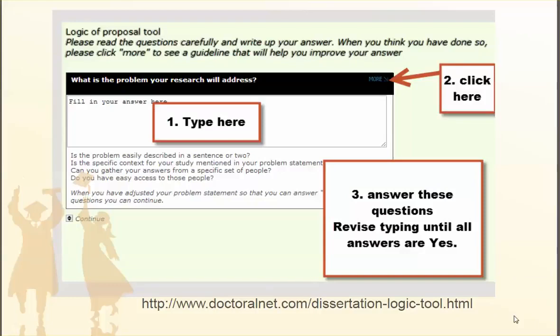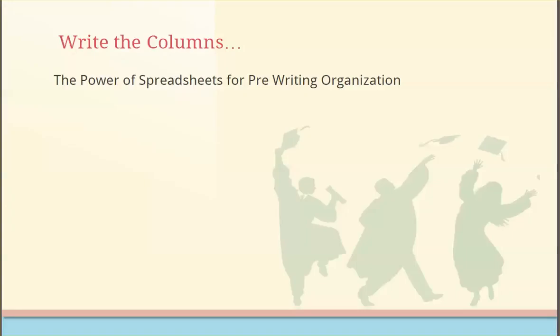Once again, this is the link to the tool, and this quickly shows you that you type, you click, you answer the questions, and you revise until you say yes, and then you go on to the next. Okay, now you have an idea of where you're going. You understand what the literature review needs to say, and you figured out where to find your good literature, and you figured out what your specific literature review needs to have for topics. The final statement is how to organize all of it so you can write it easily.